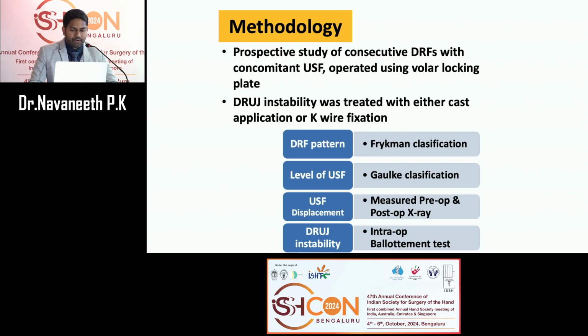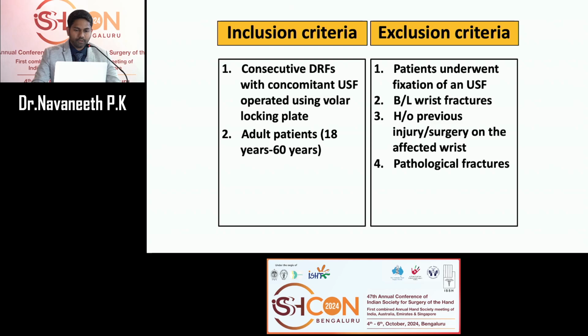Distal radius fracture pattern was classified by Fernandez classification and ulnar styloid by Biyani classification, and displacement was measured on pre-op and post-op X-rays, and DRUJ instability was assessed by intraop ballottement test. We included consecutive distal radius fractures with concomitant ulnar styloid fractures operated using volar locking plate, with adult patients ranging from 18 to 60 years. And we excluded patients who underwent fixation of ulnar styloid fractures, bilateral wrist fractures, previous injury or surgery to the affected wrist, and pathological fractures.